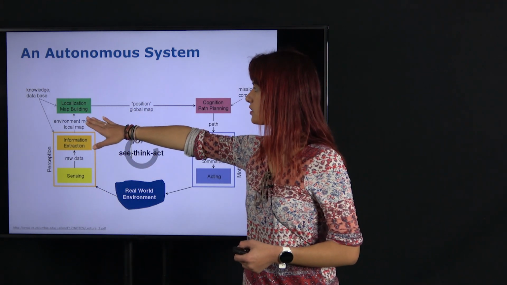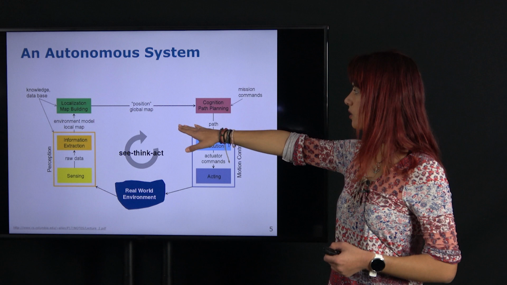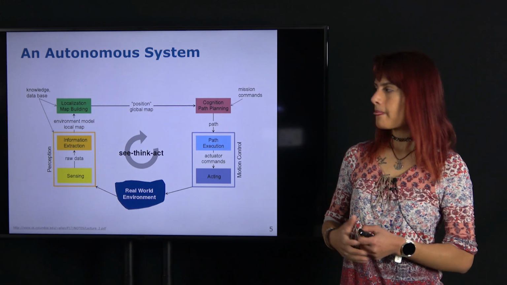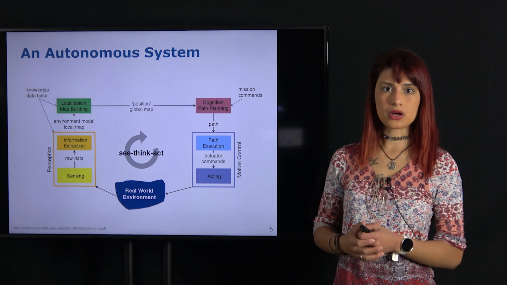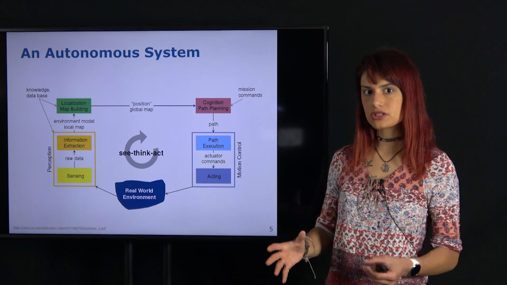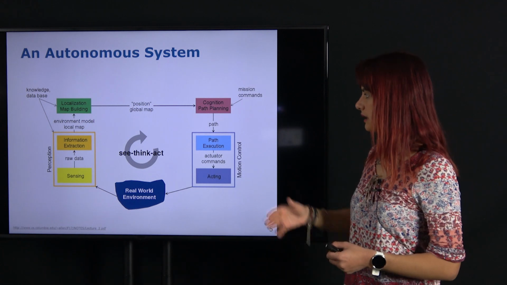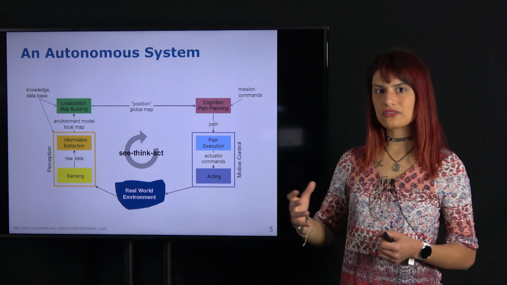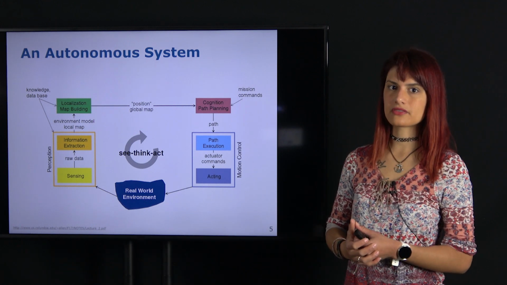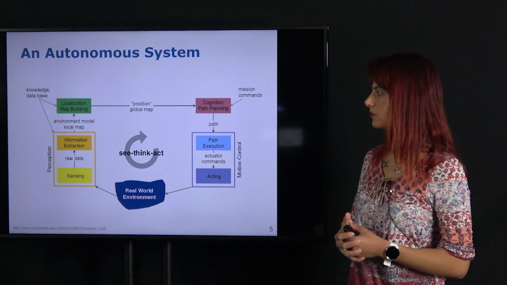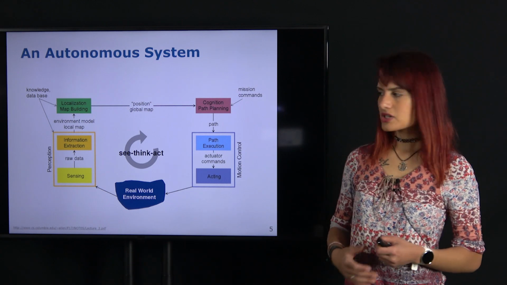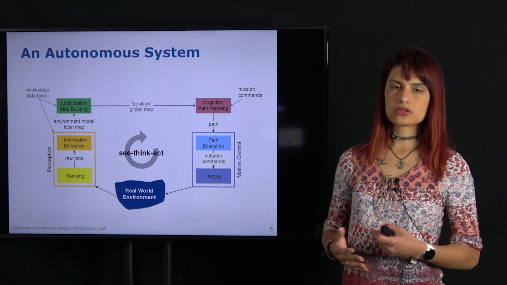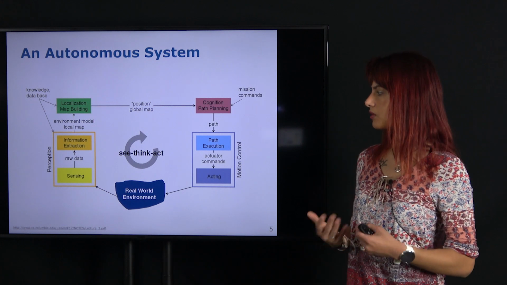The robot can then use its estimated position and the global map in order to plan a path with respect to some mission commands. This tells us physically what we want the actual robot to do and what its motion should look like. Then this path can be sent to the robot actuators so that it can physically execute the motion in the real-world environment, and this is called motion control. During a mission, this cycle, see, think, and act, repeats continually, and this is how the robot is engaging with its environment.